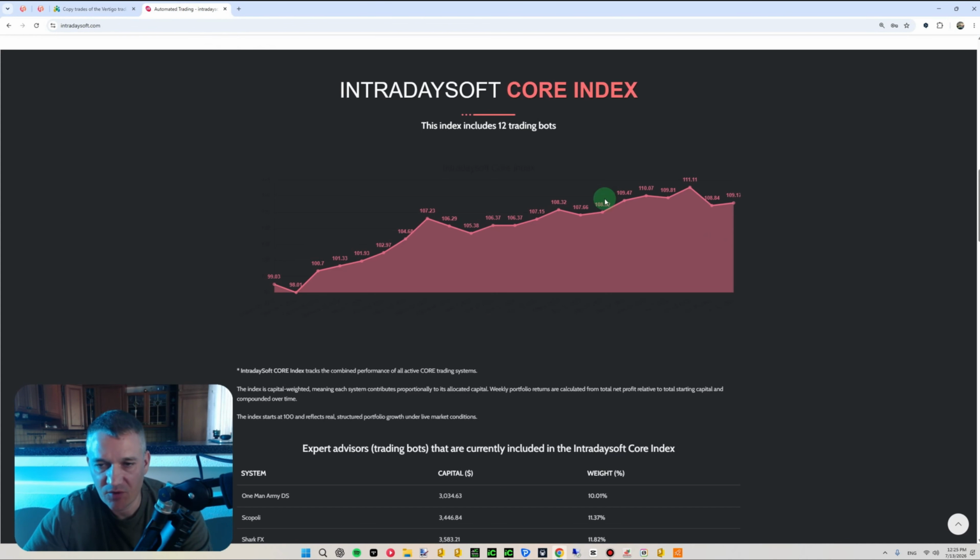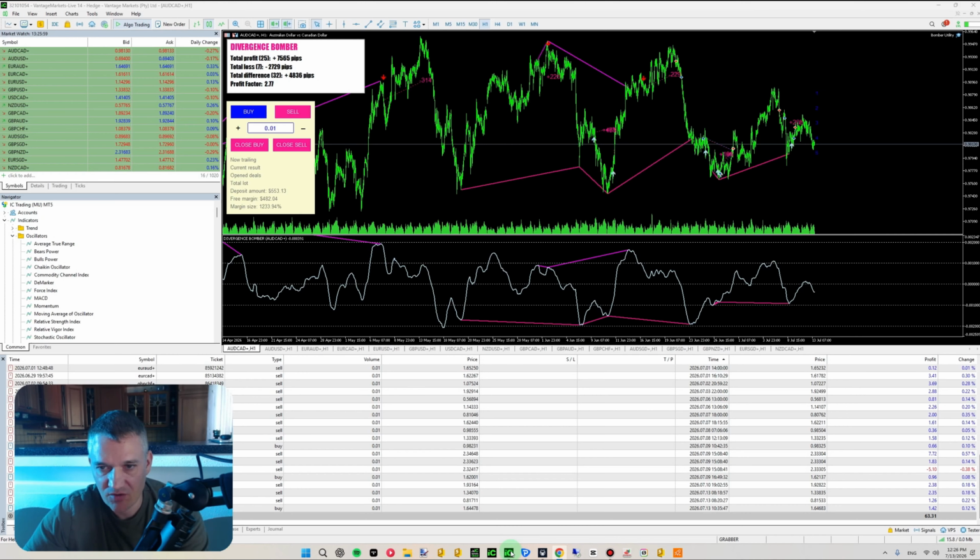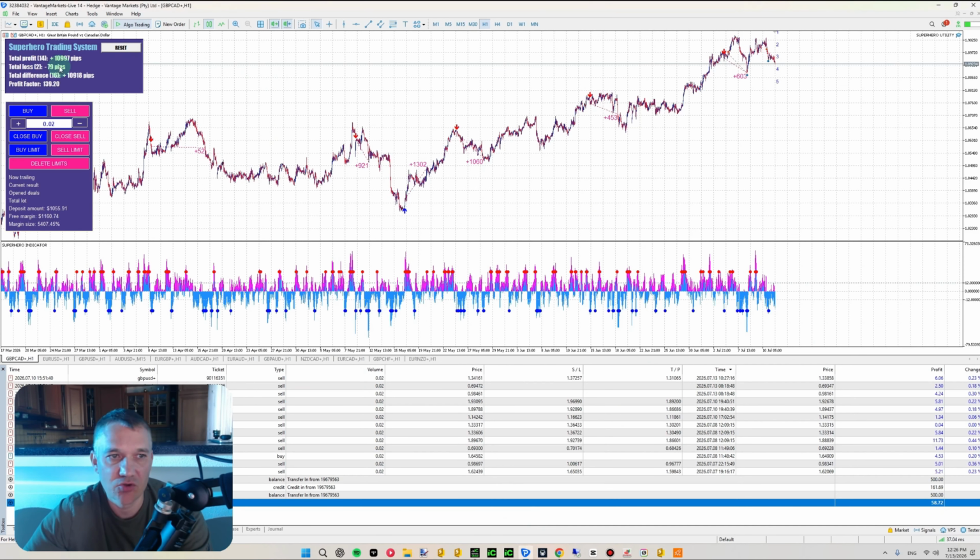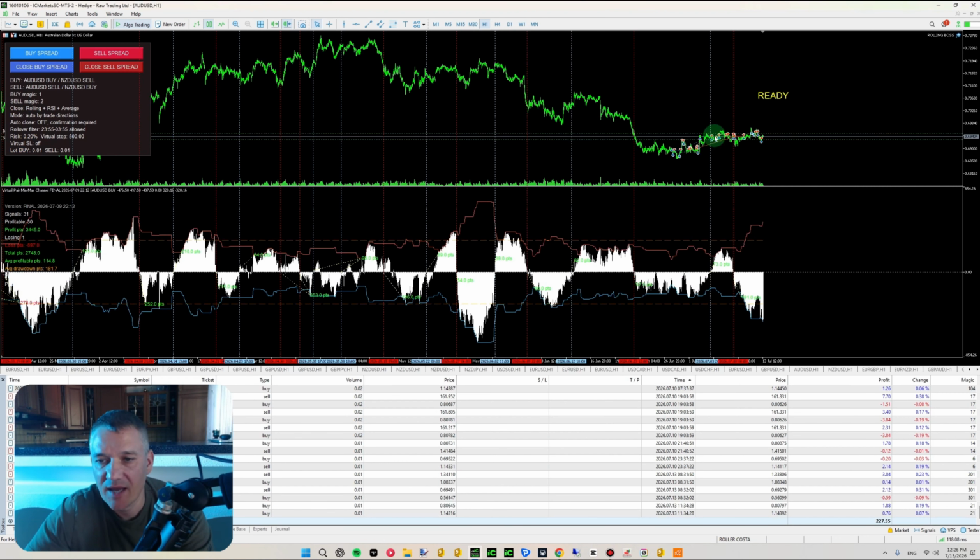So, guys, this is what the core index looks like. All my systems that were at least somewhat effective showed a loss last month, but this month they have started to generate profits. And I hope that this growth trend will continue. I will be making videos about how I trade on divergences, on the bomber system, about how I trade on the superhero system, and about how the spread trading system works, and how I trade using the spread between two currency pairs. There are a lot of such pairings here.